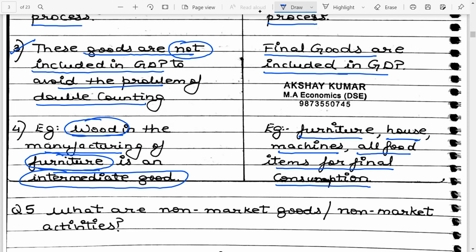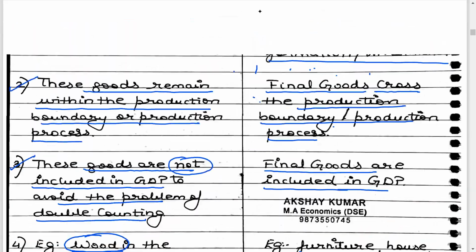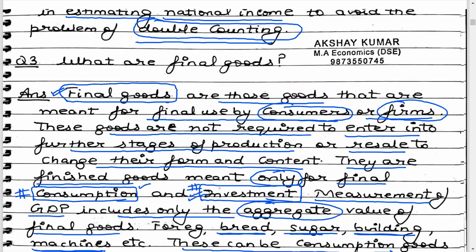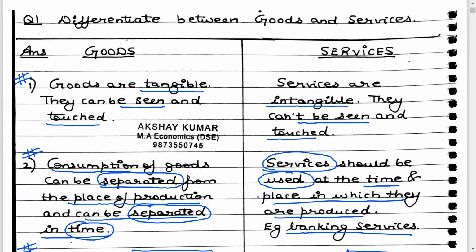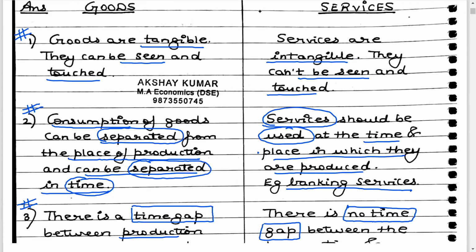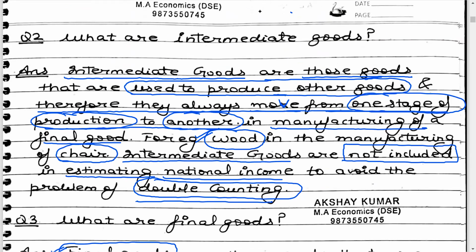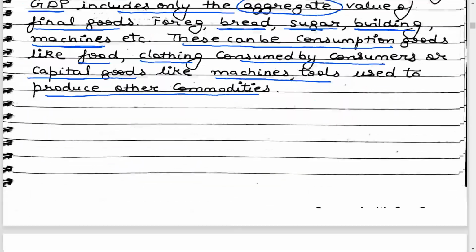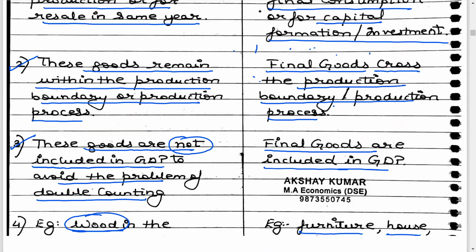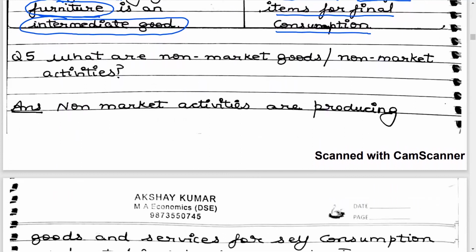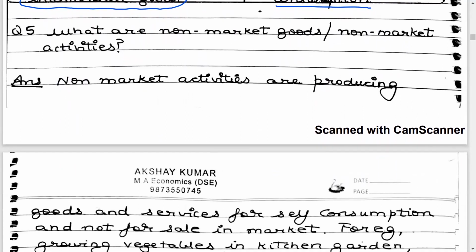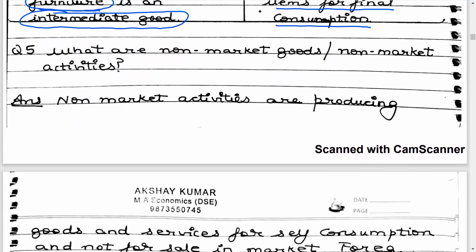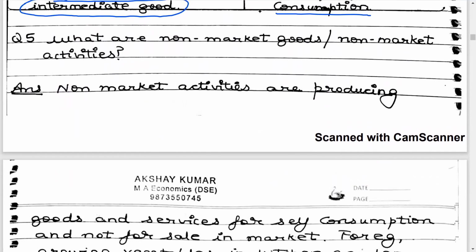Okay, so students, this is where I intend to stop in this particular lecture of national income measurement by product method. What we have covered in this lecture are 4 questions from my lecture note: difference between goods and services, what is meant by intermediate goods, what is meant by final goods, and the difference between intermediate goods and final goods. I hope all students have understood these 4 questions. We will start from question 5: what are non-market goods or non-market activities? We'll start from this question in our next lecture of national income.